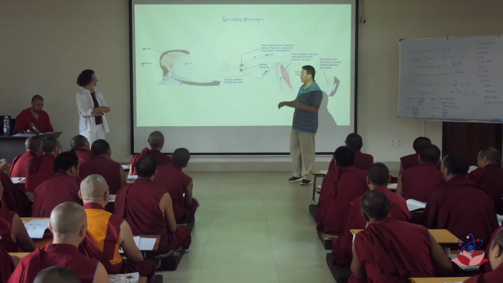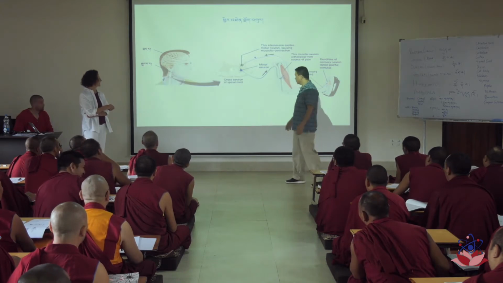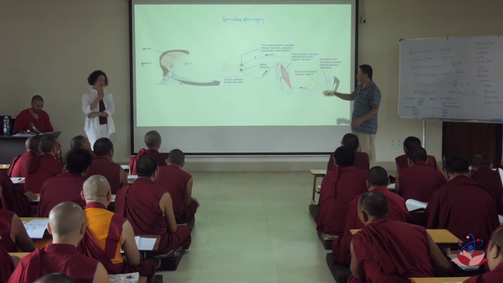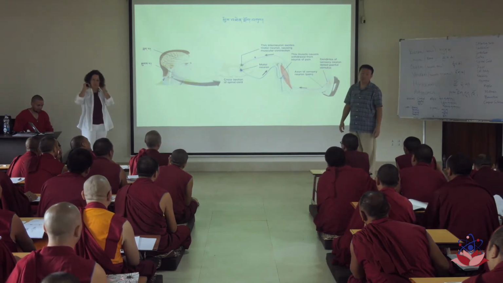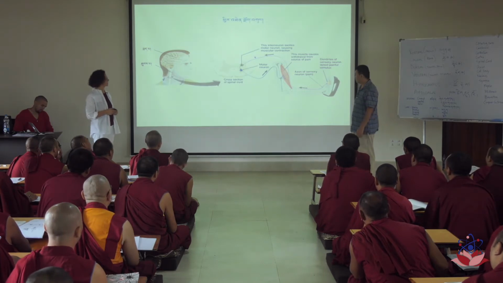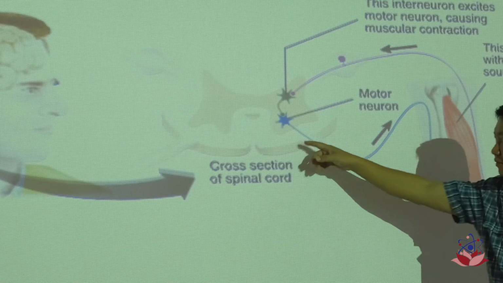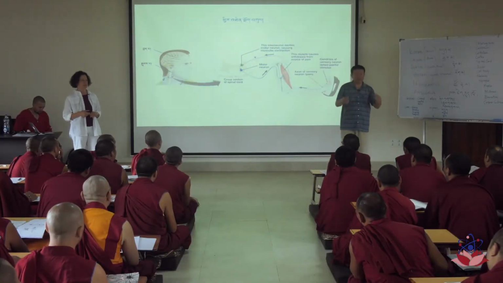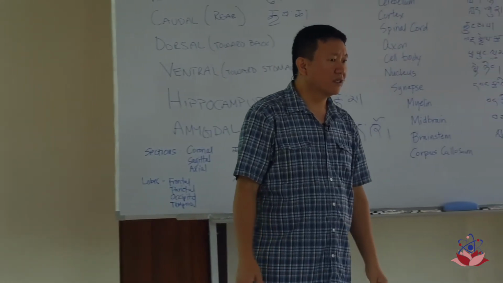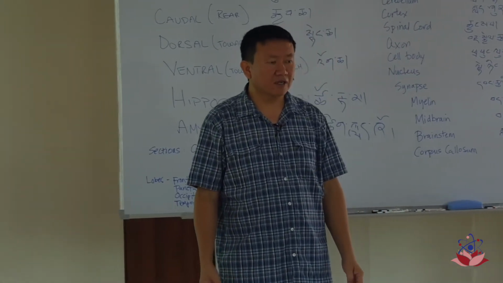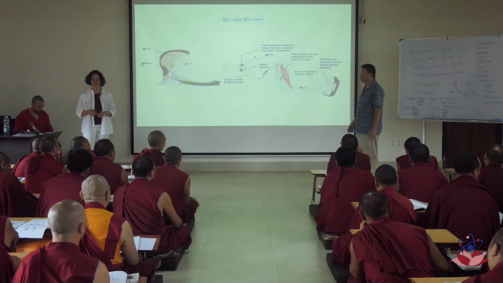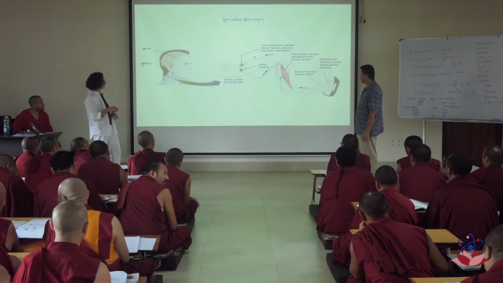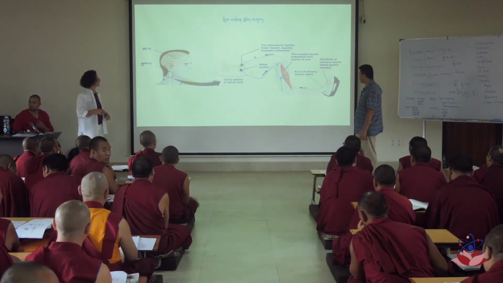Okay, so some are saying at the center, some are saying on the side. Okay, so what color is the outside? White. Yeah, and so what does that suggest that it's made of? That is a white matter. Yeah, so this is where the processes, the axons are running in the spinal cord.